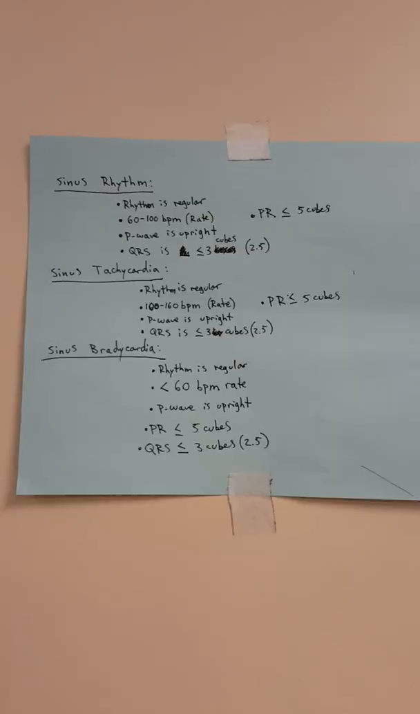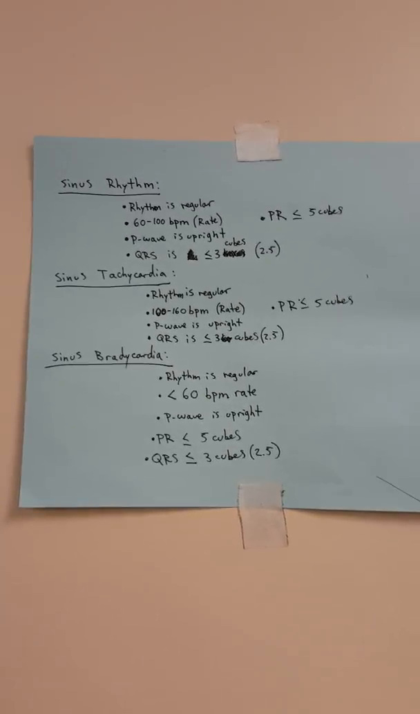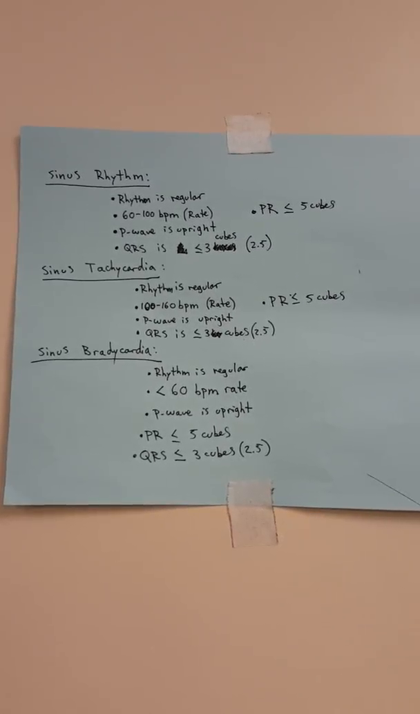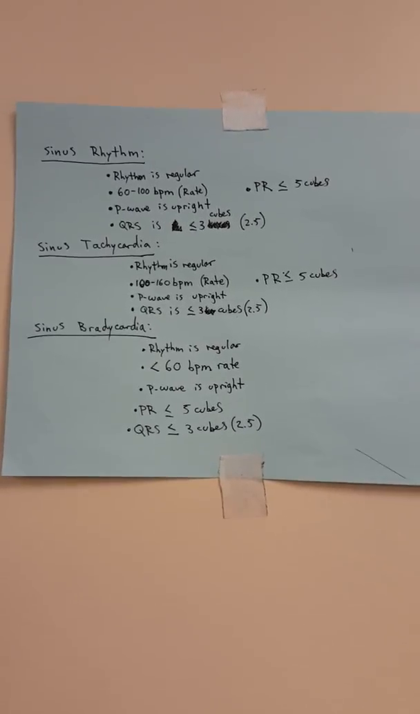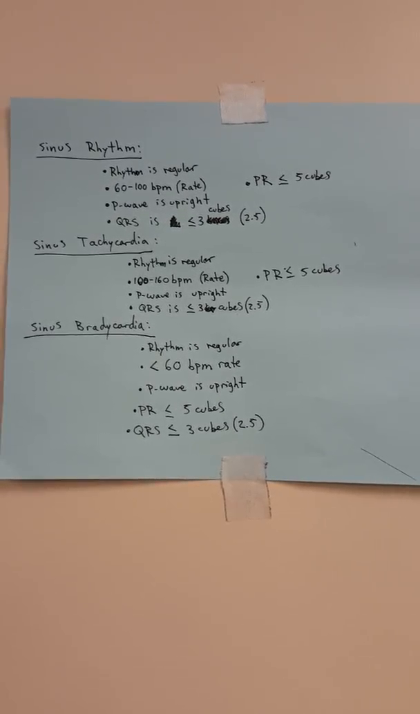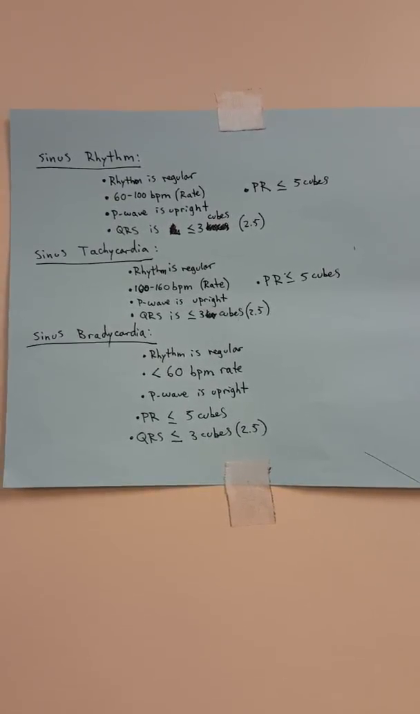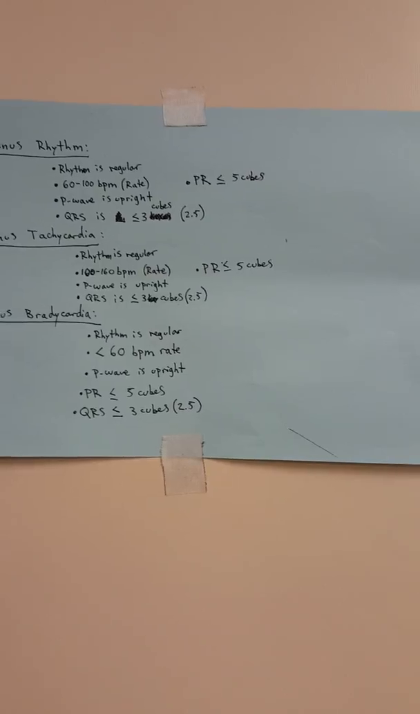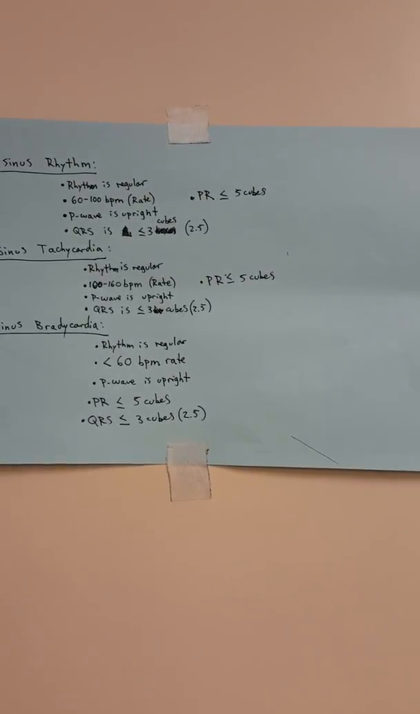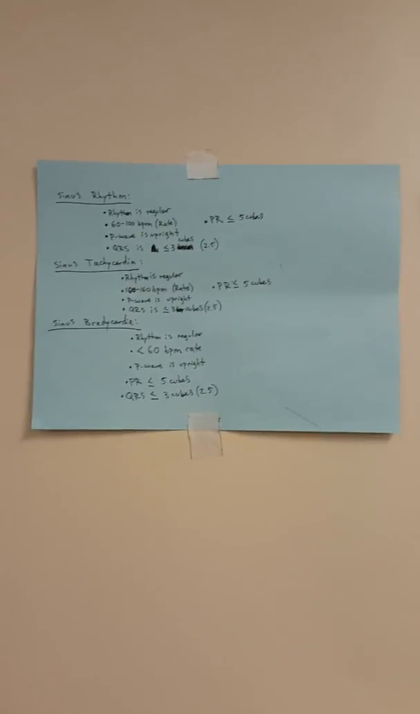Sinus tachycardia is when the heart's beating fast. The rhythm is regular, 100 to 160 beats per minute. The P wave is upright. The QRS is less than or equal to 3 cubes, 2.5. PR interval is also less than or equal to 5 cubes.